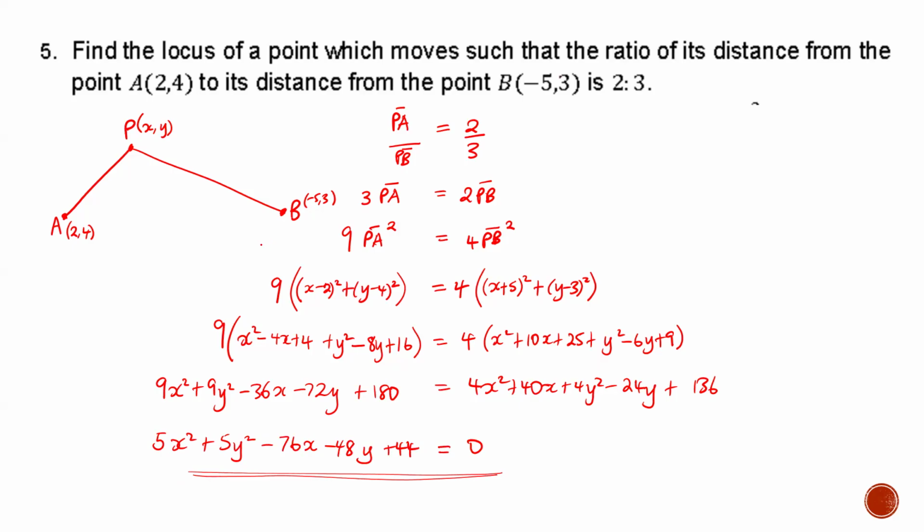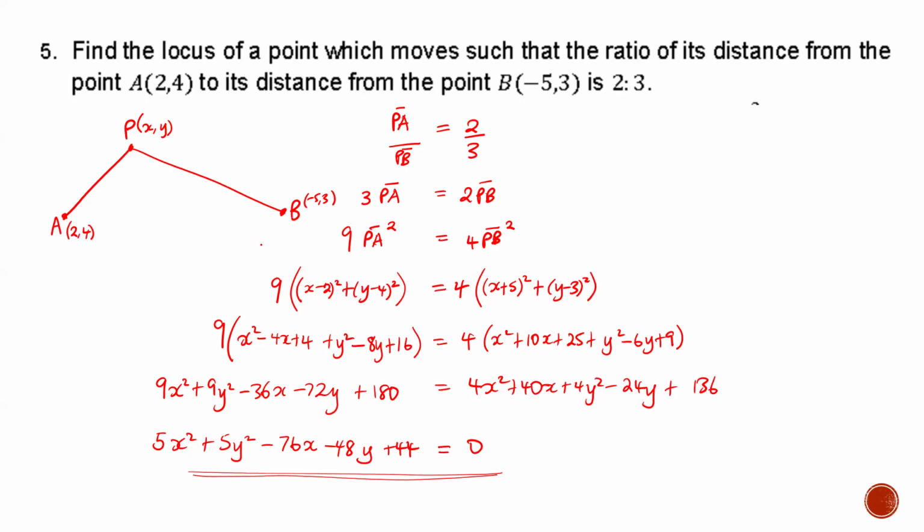Now, you can tell that this is a circle. Why? Because the coefficients of x squared and y squared are the same, and there's no term in xy. So you can tell that this is the equation of a circle. That means the locus describes a circle.